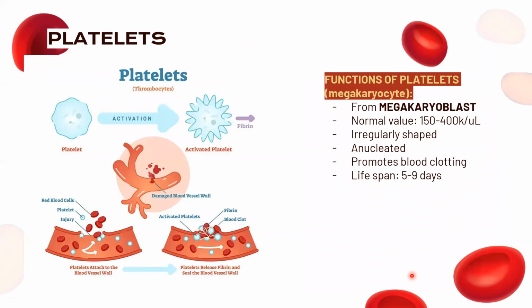Let's proceed to your thrombocytes or your platelets. The platelets are from the megakaryoblast. The normal value is 150 to 400,000 per microliter. It is irregularly shaped and non-nucleated and promotes blood clotting with a lifespan of 5 to 9 days. So when there is damage in the blood vessel, platelets attach so as to promote blood clotting to decrease blood loss.